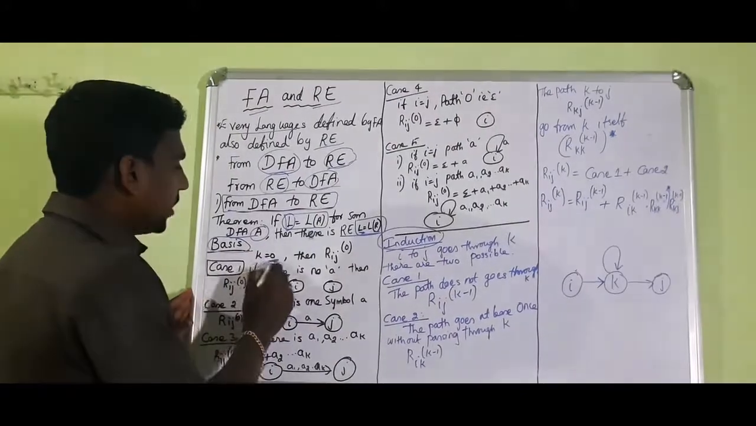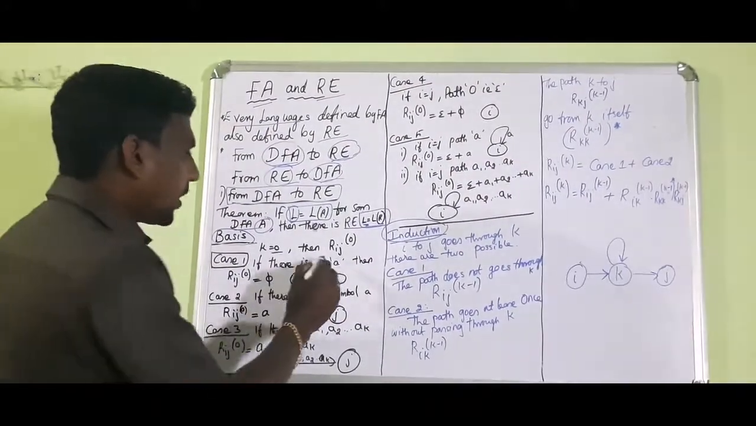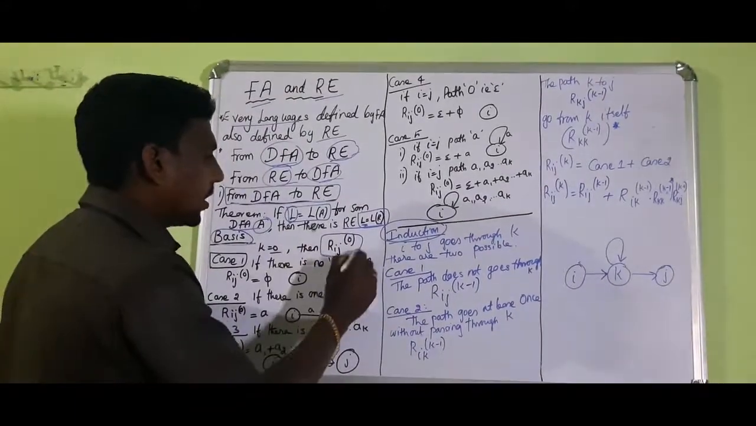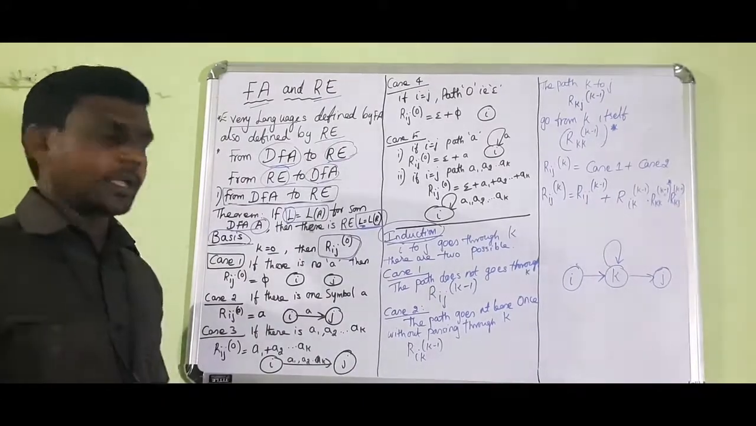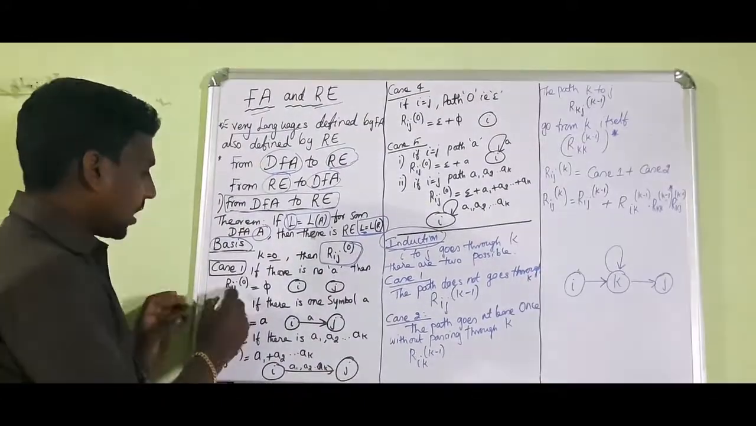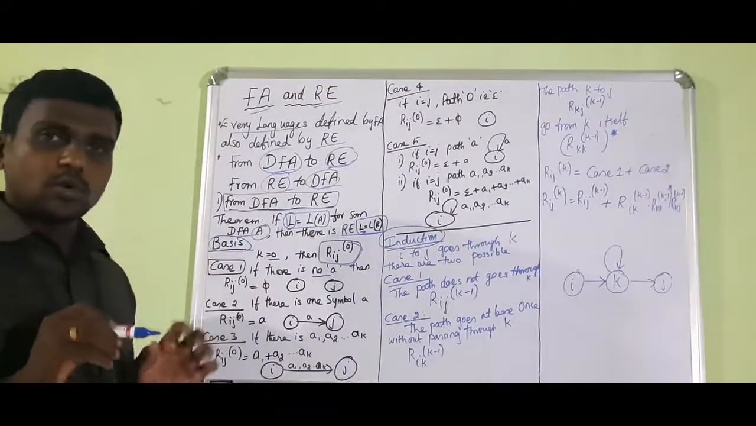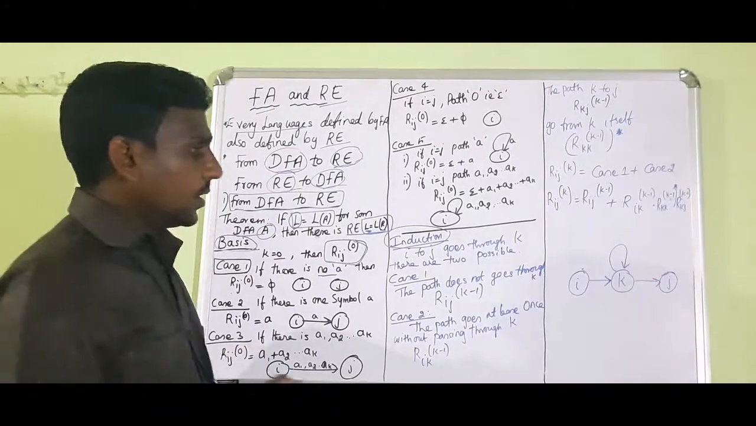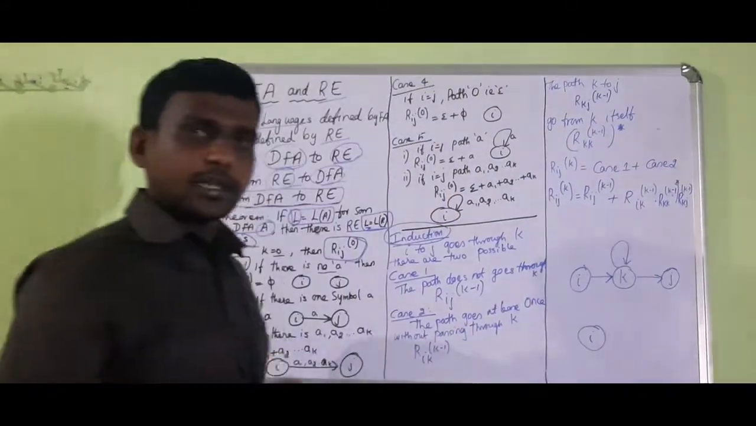We will assume the value equal to 0. So here I am taking k equal to 0, so R ij power 0. In the basis part, the power should be 0. We have 5 cases. One is R ij power 0 when there is no a, meaning no alphabet input. For example, only i or something, there is no a.